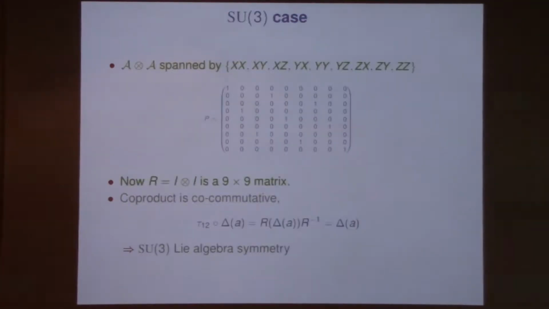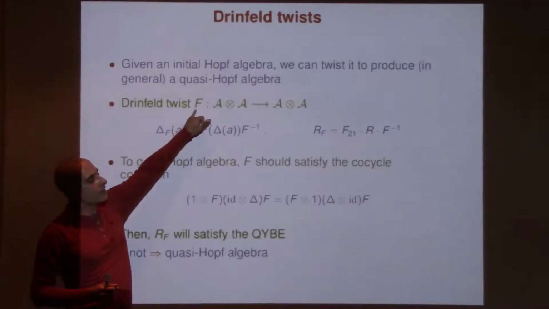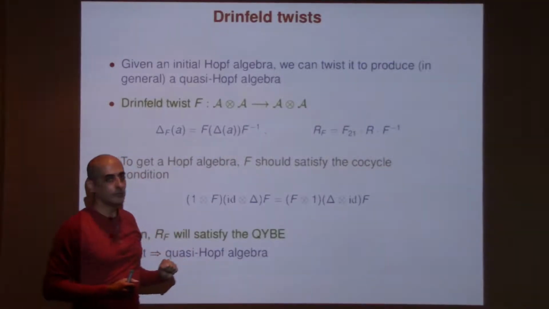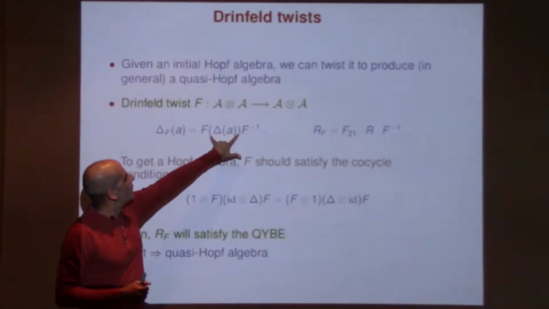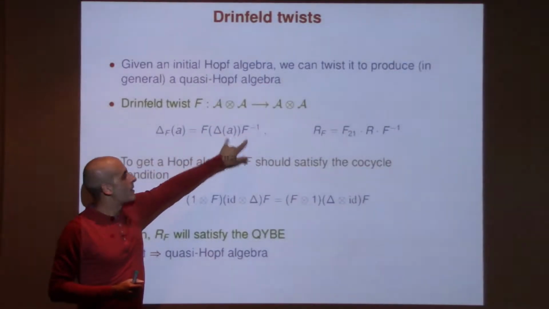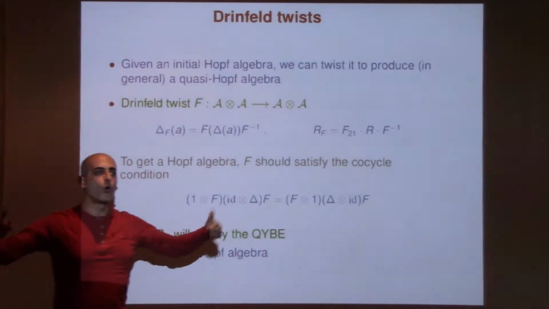Now, let's go back and think a little bit more generally about how we move out of this Lie algebra setting. One of the ways that Drinfeld showed us how to do this is, given an initial algebra, we can twist it to produce a quasi-Hopf algebra in general. I haven't defined quasi-Hopf, it'll come in the next slide. But what you do is, you have another matrix, F, which lives in two copies of the algebra. You take a coproduct, you conjugate it with this matrix, and then you get a new coproduct, delta F, which is now your non-co-commutative coproduct.